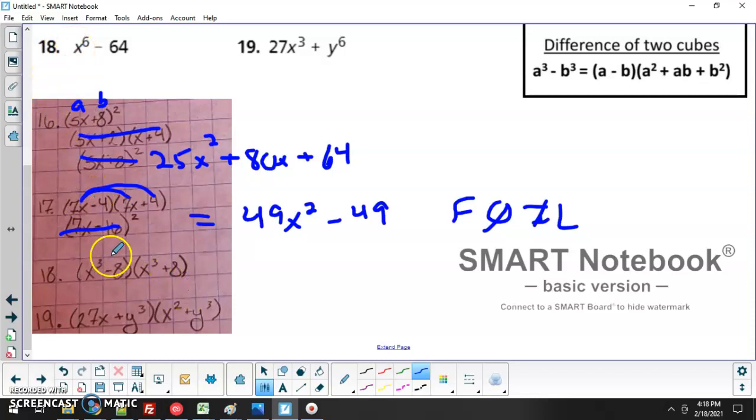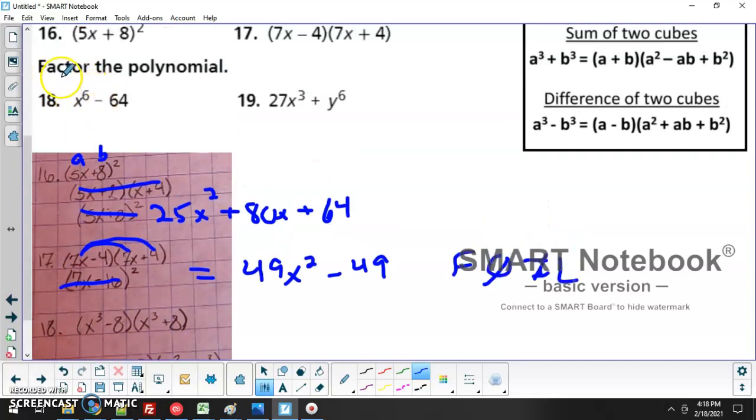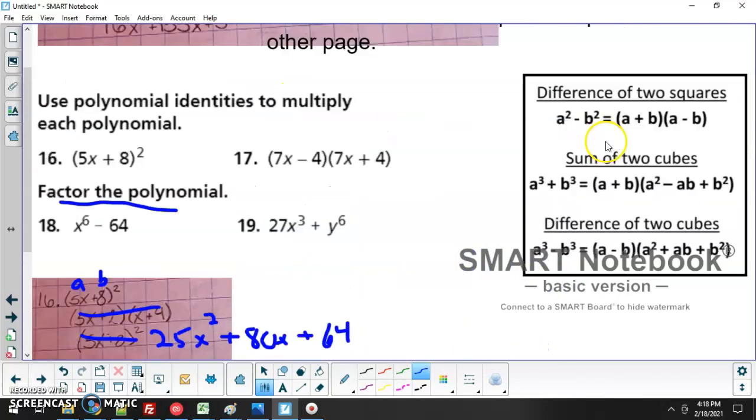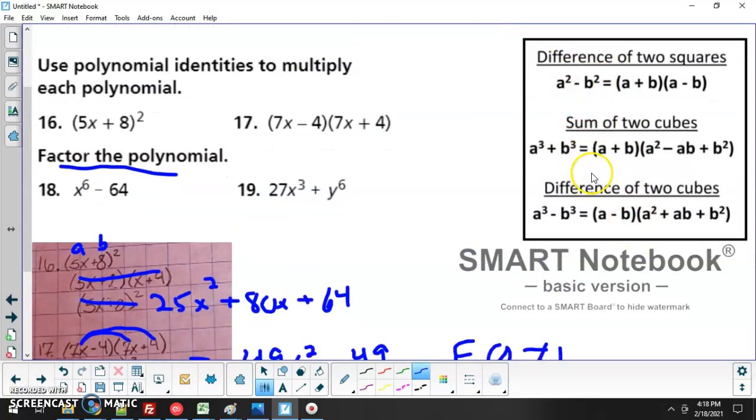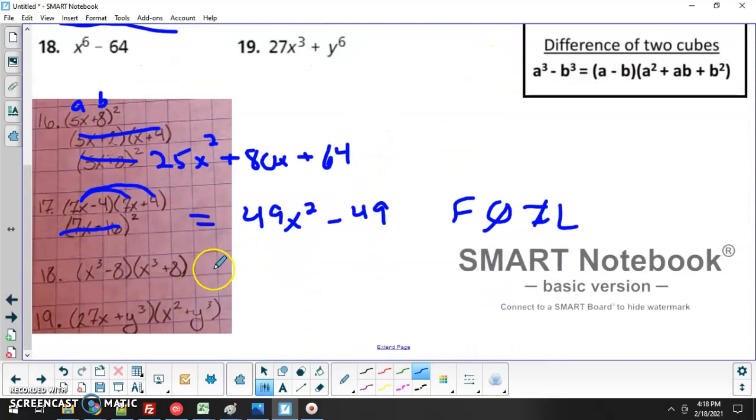For number 18, now you're actually factoring. So when you're factoring, you're going to be using one of these three different setups here. You have to see if it's a difference of two squares, sum of two cubes, or difference of two cubes. And 64 is a perfect square, and so yes, it's a difference of two squares. And you square rooted it, and 18 you did correctly. So good job on that.